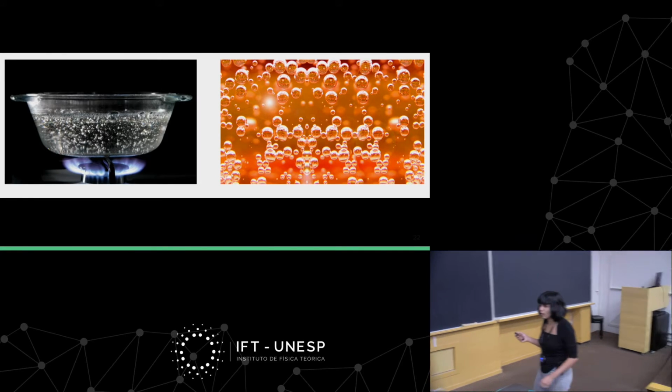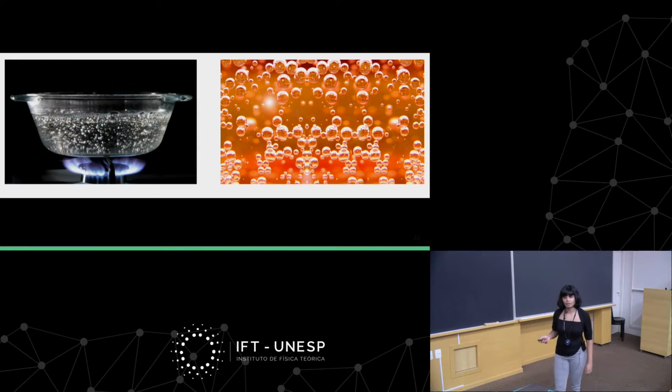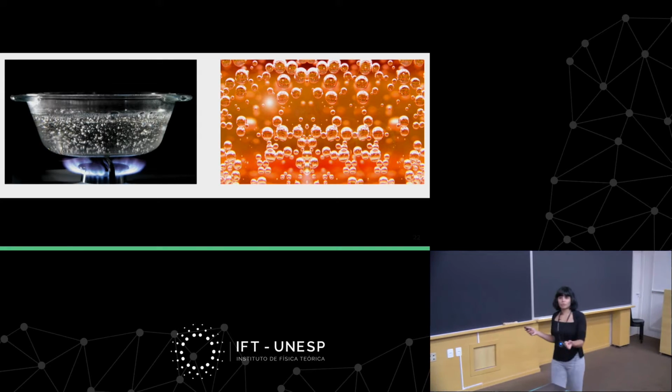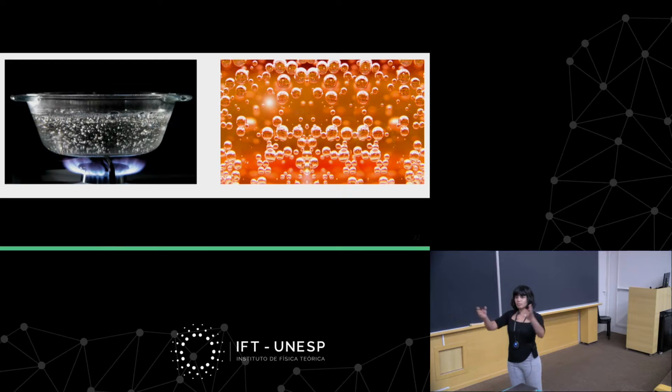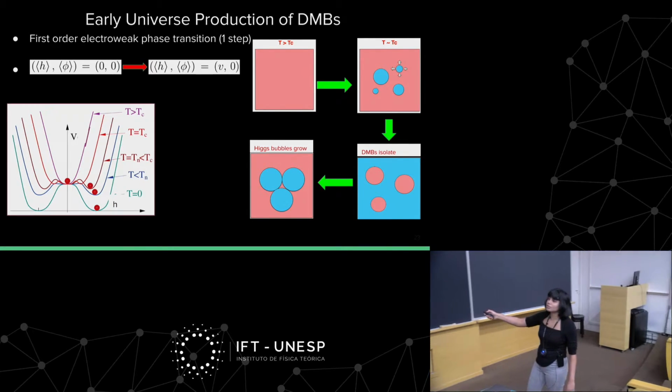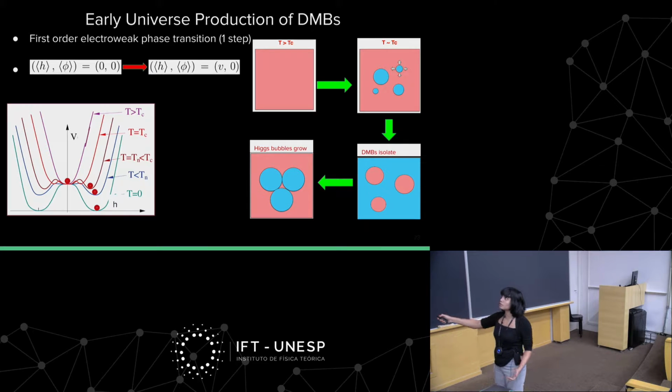So, you have first order phase transitions in water. That's how the water bubbles form. These bubble formations are a first order phase transition. The bubbles of the vapor form, they expand, and eventually the liquid phase gets converted into a gaseous phase. So in the same fashion, in the early universe, you could have a first order electroweak phase transition.